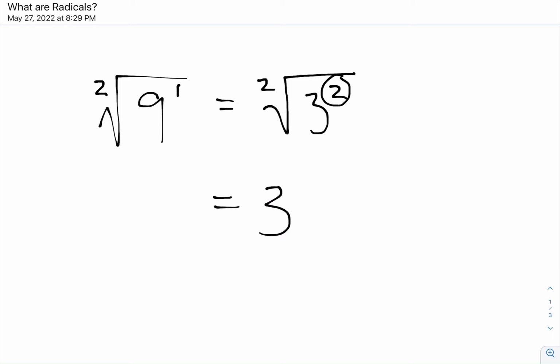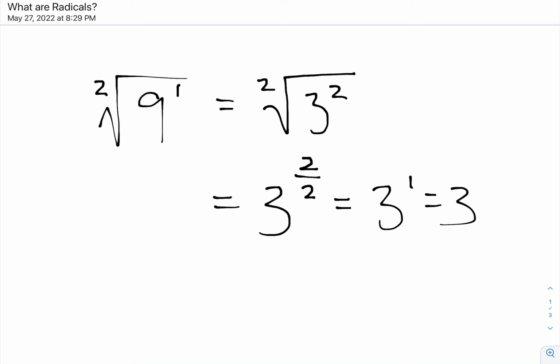The top of my fraction on the exponent is going to be the power the 3 is being raised to inside, and the bottom of my fraction is the index on the radical. So this is the same as 3 to the power of 2 over 2, right? 2 over 2 is just 1, so it's 3 to the first power, which is just 3.